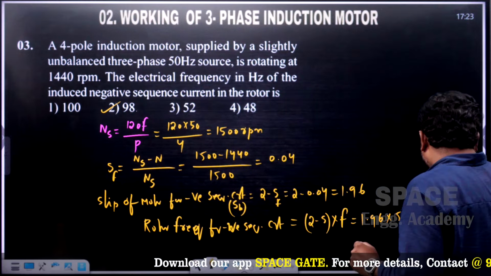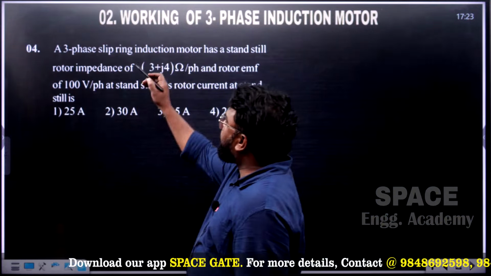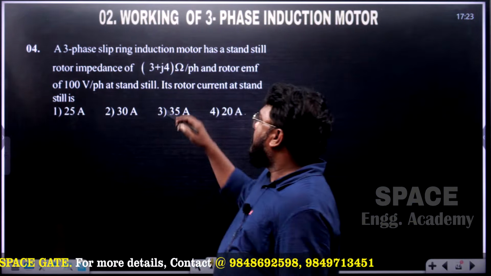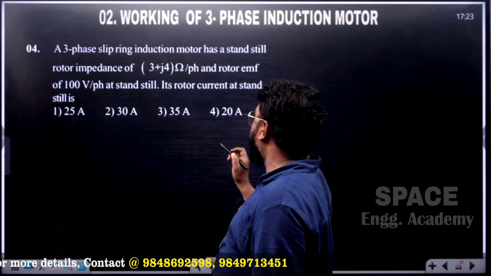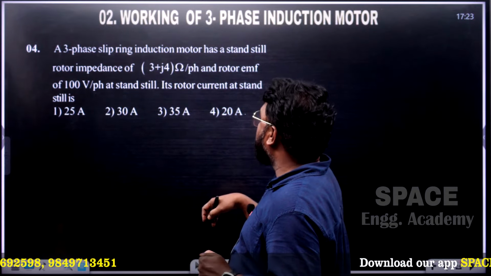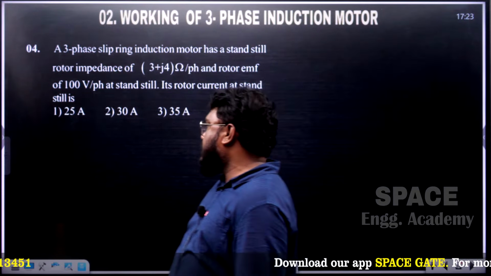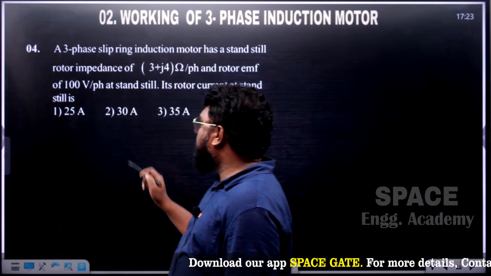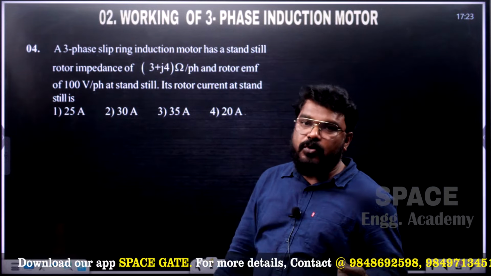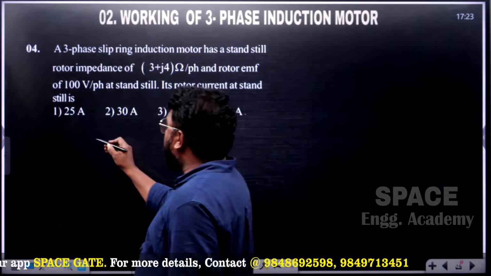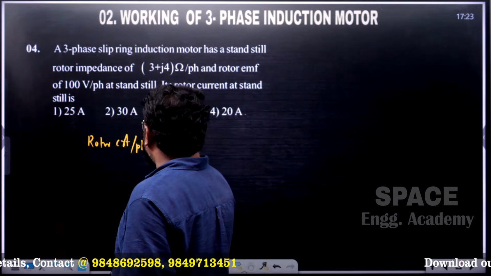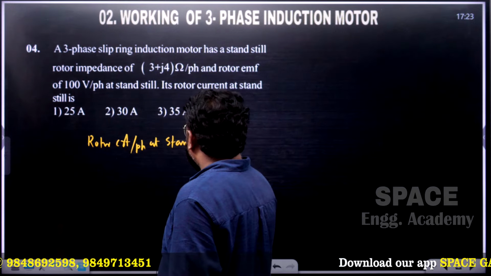So next, let us solve question number 4. A 3-phase slip ring induction motor has a standstill rotor impedance per phase of 3 plus j4 ohms per phase and a rotor EMF of 100 volts per phase at standstill. The rotor current at standstill is: option 1, 25 amps; option 2, 30 amps; option 3, 35 amps; and option 4, 20 amps.